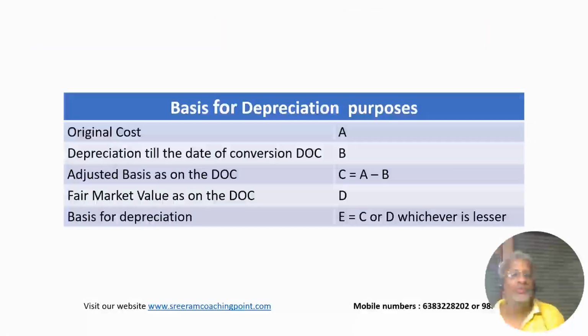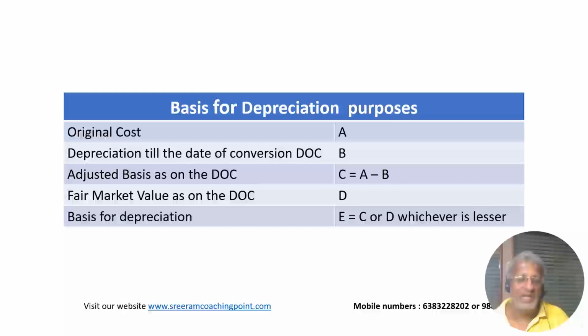Just to make the matter clearer, we have added one more slide to show the basis for depreciation purposes. Original cost is A, depreciation till the date of conversion (DOC) is B, and adjusted basis as on the date of conversion is C, that is A minus B. Fair market value on the date of conversion is D, and basis for depreciation is E, which is nothing but C or D, whichever is lower.